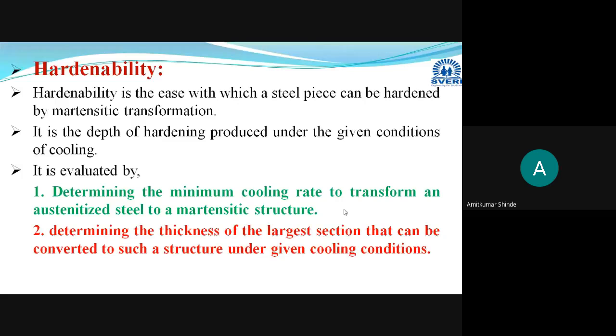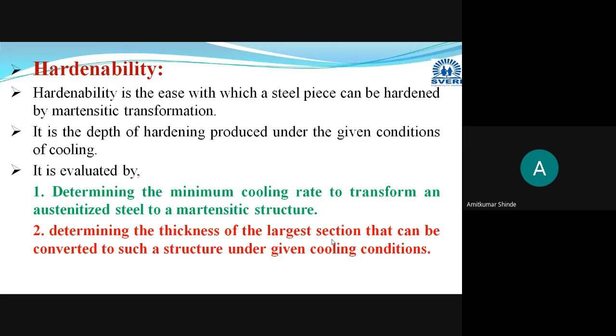Then the second method is determining the thickness of the largest section that can be converted to the same structure. Same structure means from austenite to martensite. In the first case, what we have done is determine the minimum cooling rate to transform the austenitized steel to the martensitic structure. Now the same structural transformation will be there, from austenite phase to martensite phase. But instead of determining the minimum cooling rate required, here we are going to determine the largest thickness of the steel sample to get the same kind of transformation from austenite to martensite under the given cooling conditions.